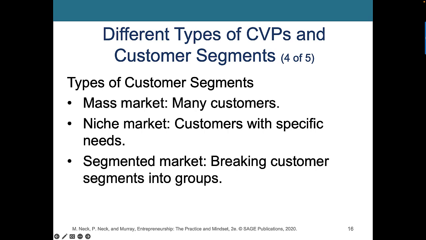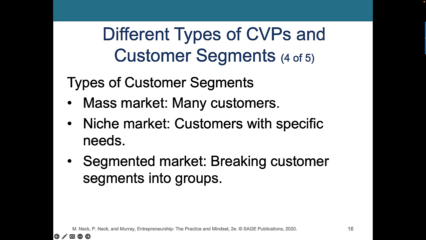So you may start off with a segmented market or a niche market first, to see how that goes. And of course, if you see more opportunity, then you open up to the mass market. But you wouldn't want to start with the mass market at first, right? The mass market is many customers, of course, the masses. A niche market is customer-specific needs, a smaller market of individuals.